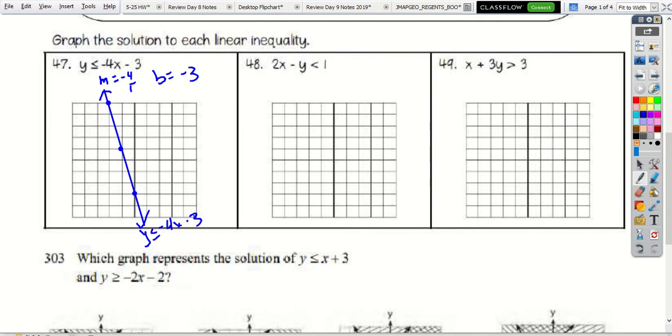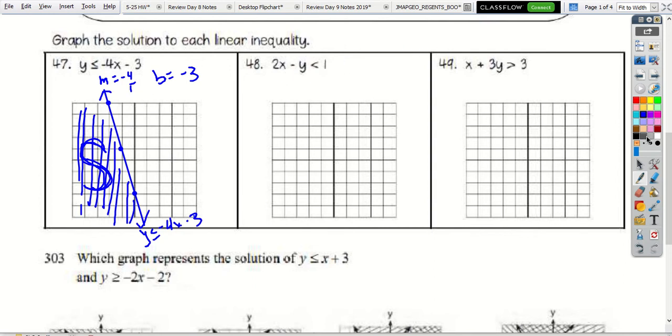And because it's less than or equal to, we're going to shade all the y values that are less than the line. All the values less than the line are down here, so we're shading in this direction. Okay? And then we're going to place an S on the graph to indicate the solution space.